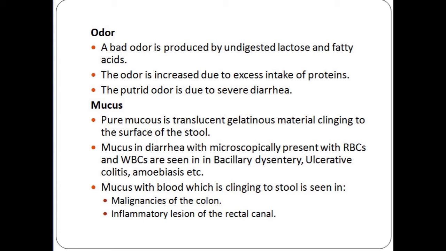Next is mucus. Pure mucus is a translucent gelatinous material clinging to the surface of stool. In case of diarrheal stool, if you see the mucus microscopically, you will see red blood cells and white blood cells. This occurs in case of bacillary dysentery, ulcerative colitis, and amoebiasis. Mucus with blood clinging to the stool is seen in case of malignancies of the colon, and secondly in case of inflammatory lesion of the rectal canal.